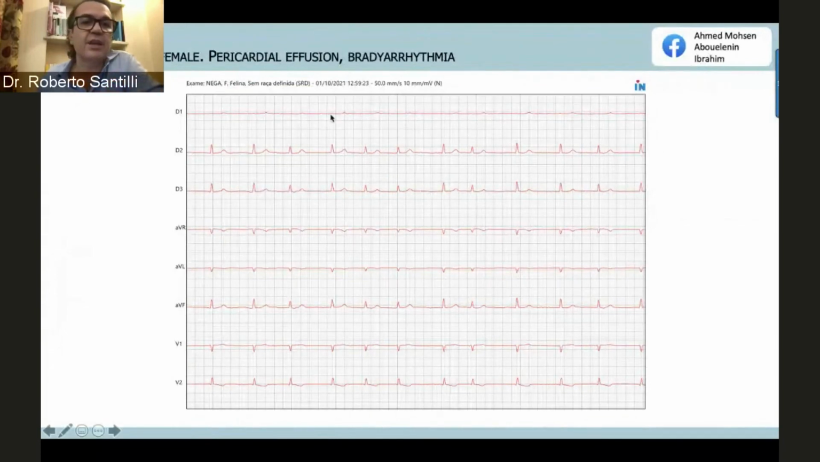So this is a cat with pericardial effusion and a bradyarrhythmia, and this is a narrow QRS complex for a cat, less than 40, and it's an irregular RR interval. And when you go here and you look on the isoelectric line, it's fibrillating. So I think it's an atrial fibrillation.